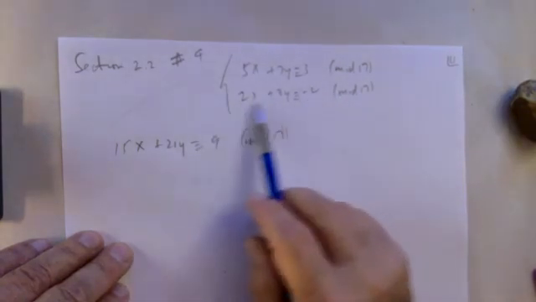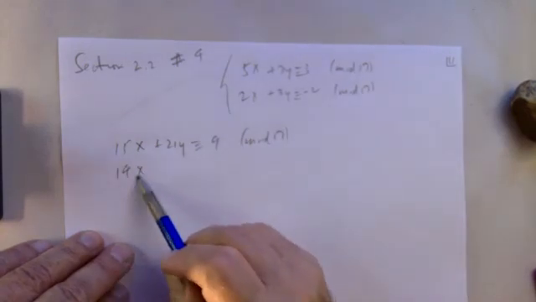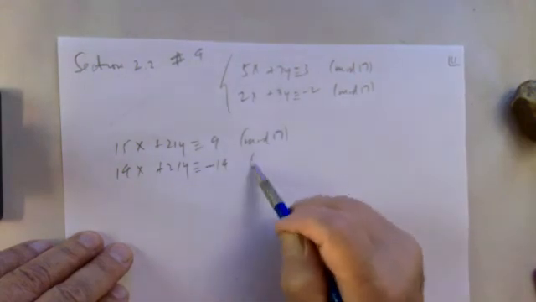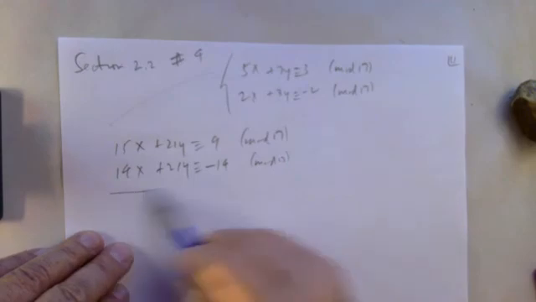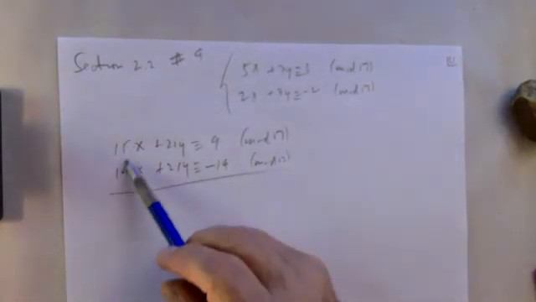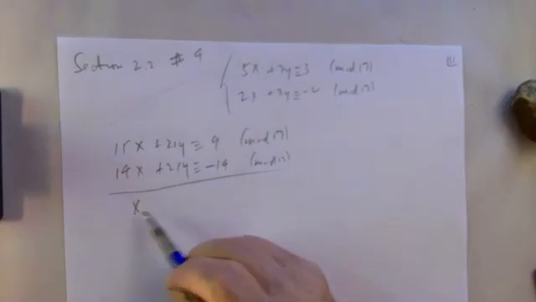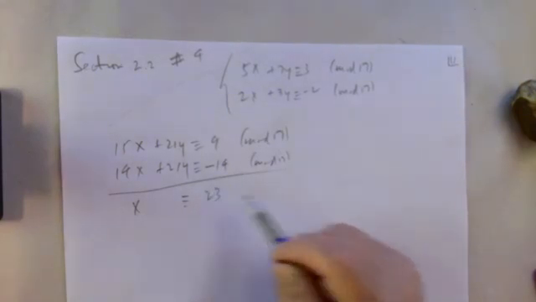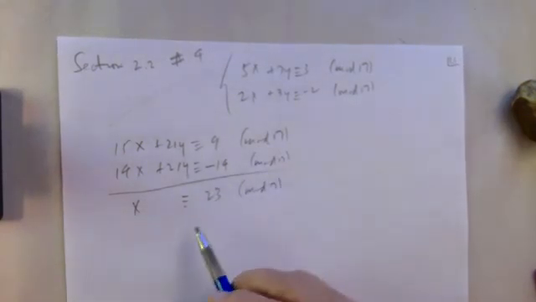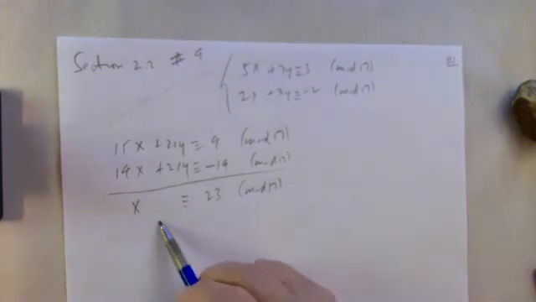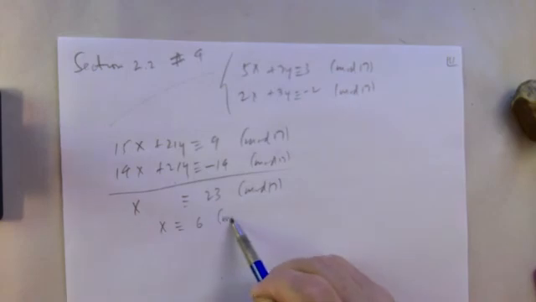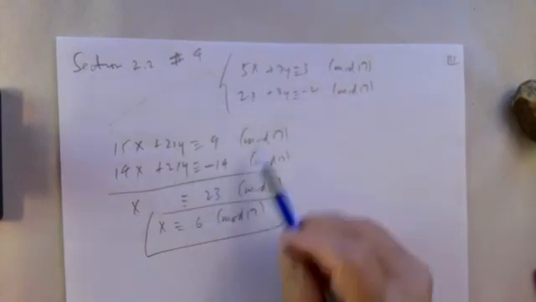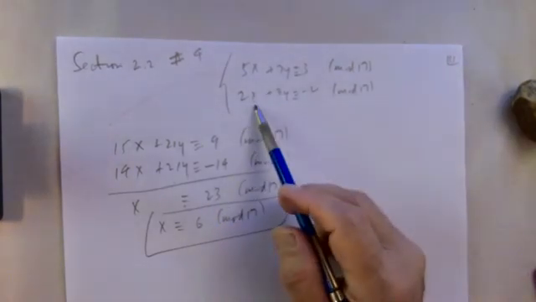And I can multiply the second congruence by 7. I would get 14x plus 21y is congruent to minus 14 mod 17. And you can add and subtract congruences. If I subtract, 15 minus 14 is 1. 21 minus 21 is 0. 9 minus minus 14 is 23 mod 17, or the same thing, x is congruent to 6 mod 17. So for these two congruences, x has to be congruent to 6.